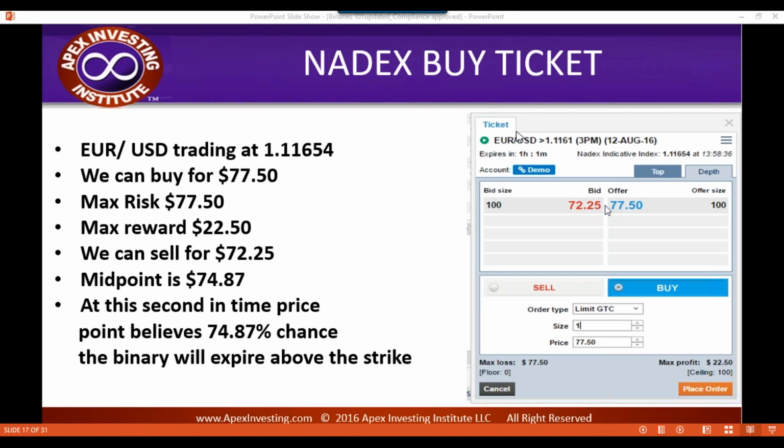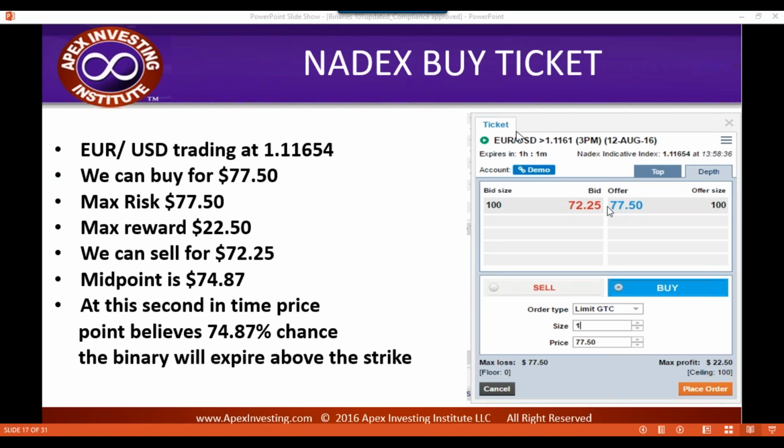So this is not taking into account your indicators and your charts and your strategies. This is just looking at a pricing model. Remember, at expiration, a binary is worth what? 0 or 100, right? You might have some binaries that you can buy for $10, or for 50 or 60. This particular one is $77.50.